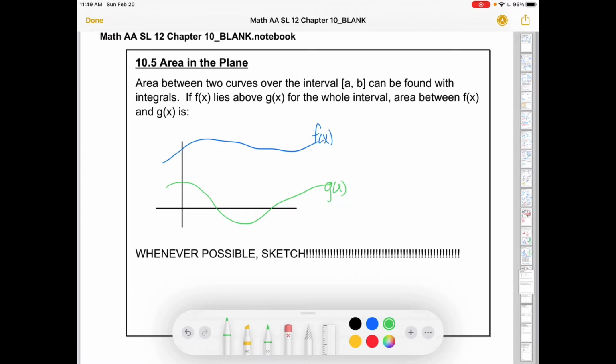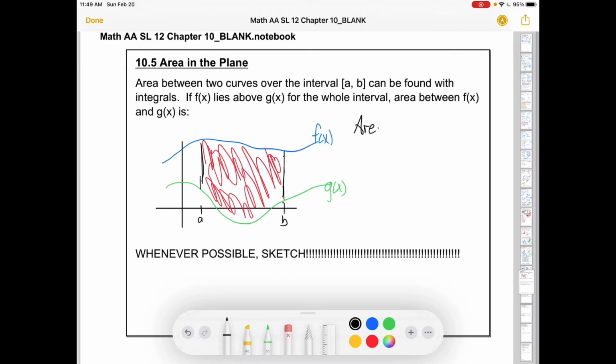So area between two curves over some interval from, let's say, from A to B. So here's A and here's B. We're talking about area, so that means it's going to be a positive number. So I'm going to fill in this area in red. It doesn't actually matter whether we cross the x-axis. It can be given by a really elegant little formula.